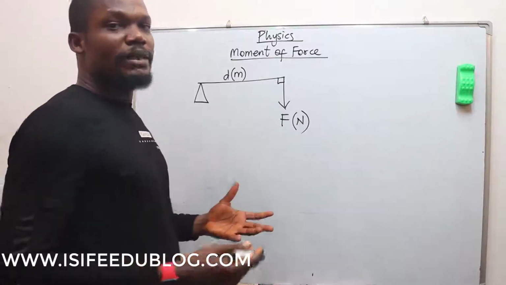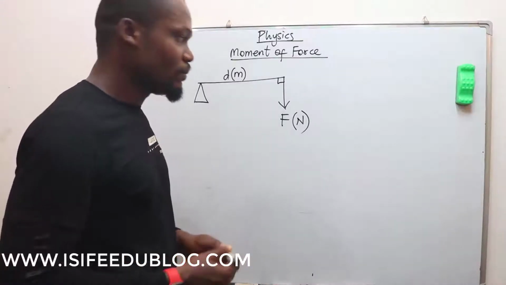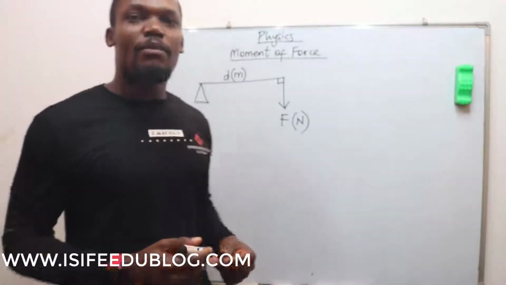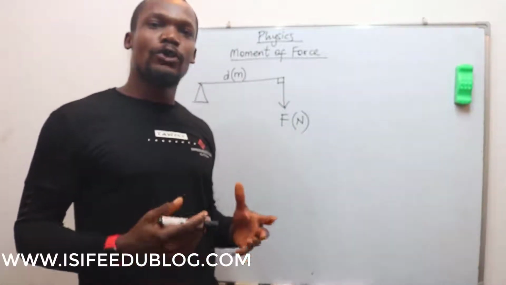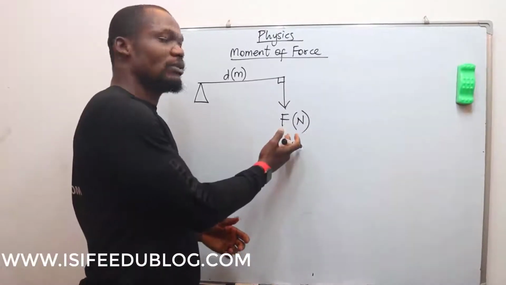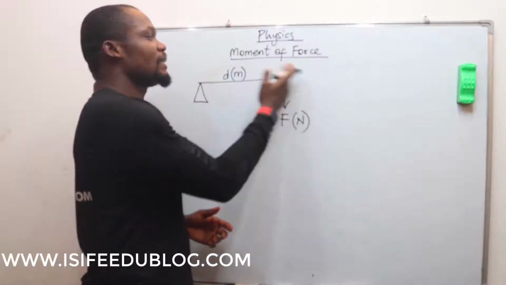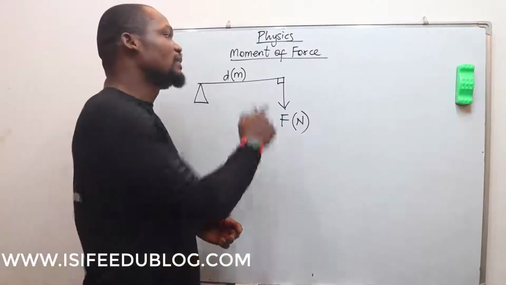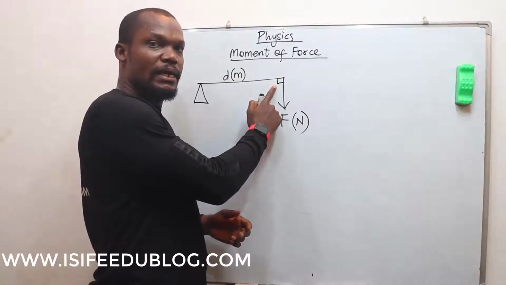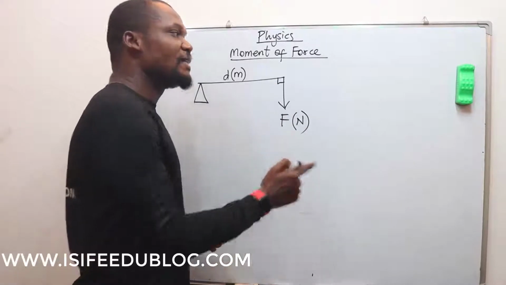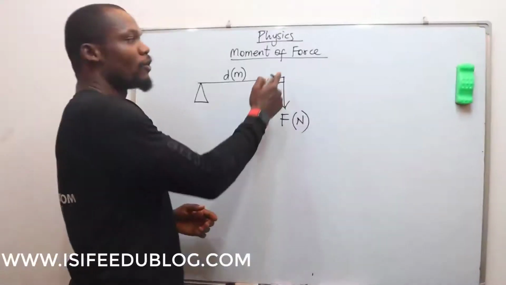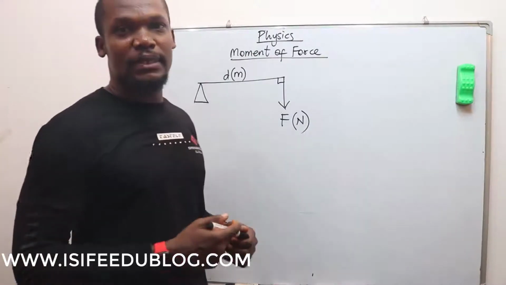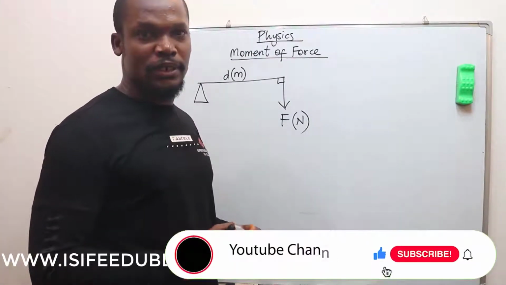Secondly, we talk about the formula for moment of a force. And what is the formula for moment of a force? The formula for moment of a force is given as the product of the force and its perpendicular distance from the turning point. First of all, the distance has to be perpendicular to the force, and the distance has to be taken from the force to the turning point. This is very, very important in solving calculations in moment.